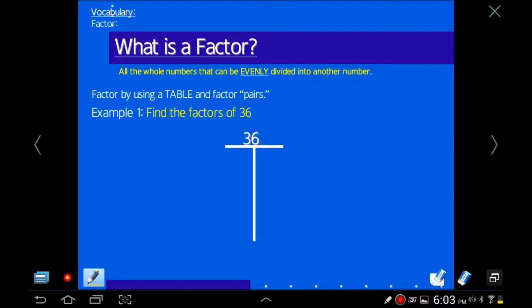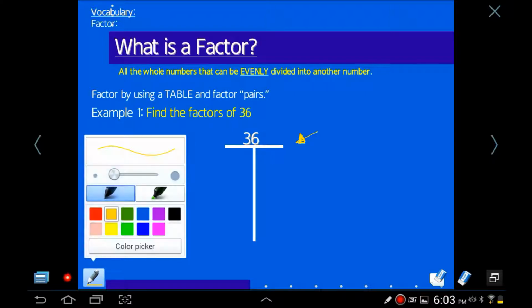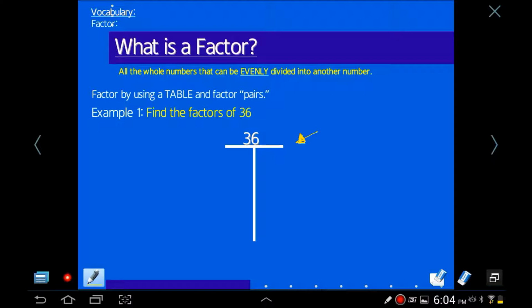What is a factor? A factor is all the whole numbers that can be evenly divided into another number. Factor by using a factor table. I like to use a table where we put the pairs together, and you'll know what I mean when I start doing it. But a factor table seems to be a nice thorough way of doing these problems. So let's go ahead and start factoring 36.